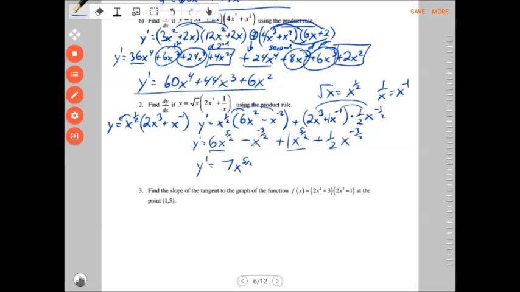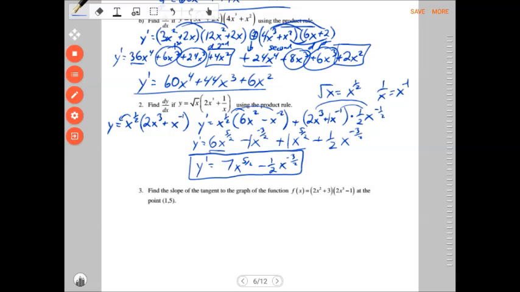And then we have a negative x to the negative 3/2, and the positive 1/2 x to the negative 3/2. Those are also like terms. So that's a negative 1, right? So negative 1 plus 1/2 is negative 1/2 x to the negative 3/2. Okay, so that is certainly an acceptable answer.